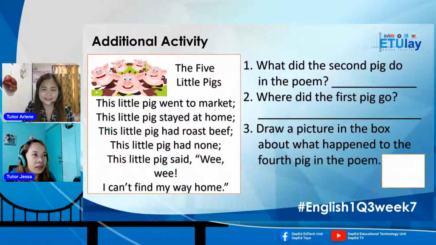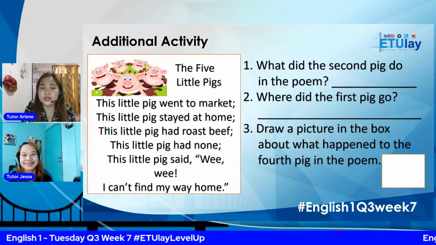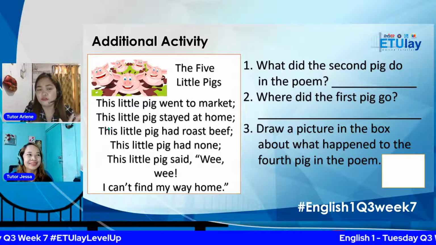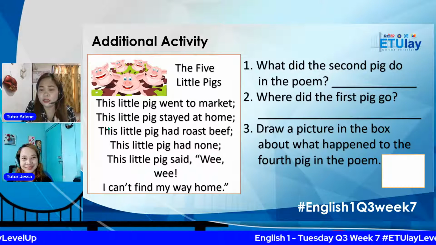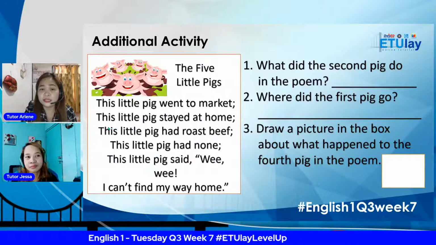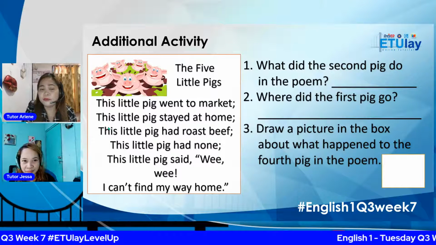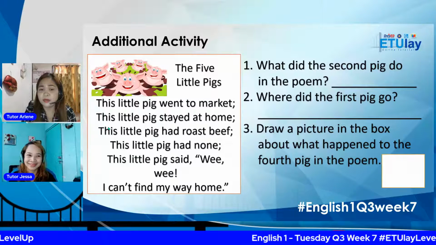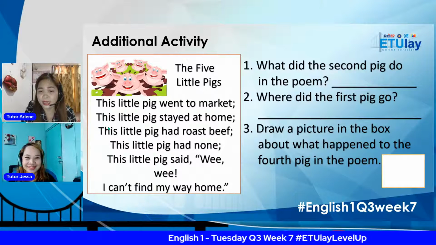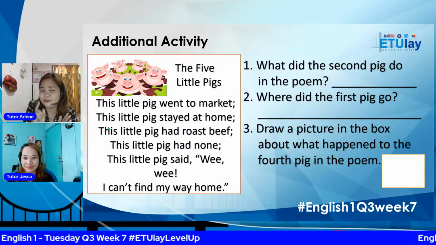So, ang ating assignment, Tutor Arlene. Okay kids, for our additional activity, screenshot na po mga mami. We have the story of the 5 little pigs. Ito po yung nandyan sa box. And what are you going to do, kids? You will answer the questions number 1. What did the second pig do in the poem? Number 2, where did the first pig go? And number 3, draw a picture in the box about what happened to the fourth pig in the poem. So, pwede yung lakihan yung box ha. Wala na kasing space, kaya naging maliit yung box dyan.